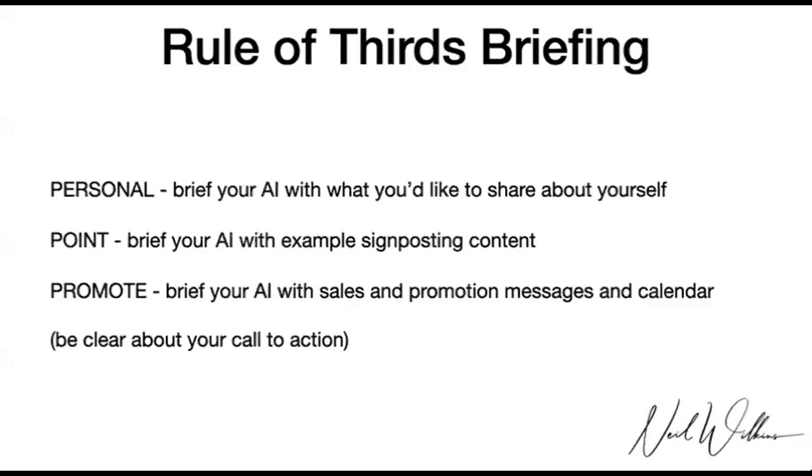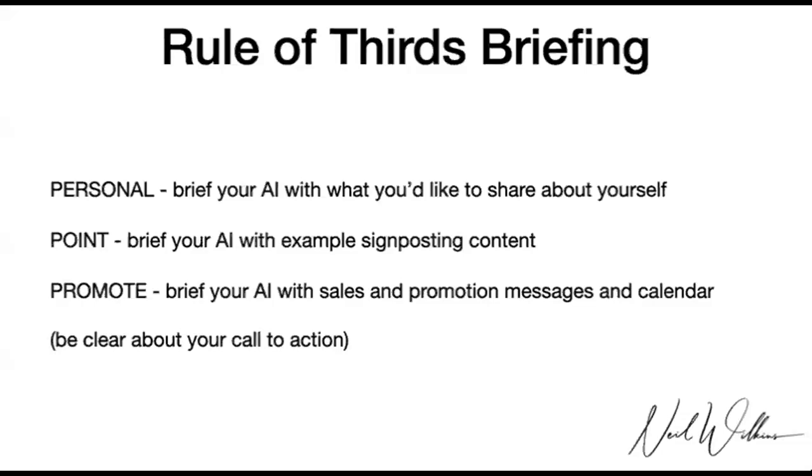With the point P from personal, point, promote, this rule of thirds for briefing, the point P is about briefing your AI with examples of signposting content. If you're going to be signposting content to inform, to educate, or to entertain, then you need to give it some example signposted content because otherwise it's going to be making it up. The level of accuracy would be so much stronger if you give examples. And on the promote bit, brief your AI with your upcoming sales and promotion messages and calendar.